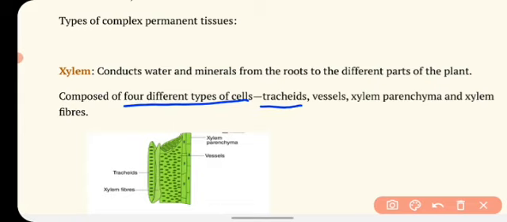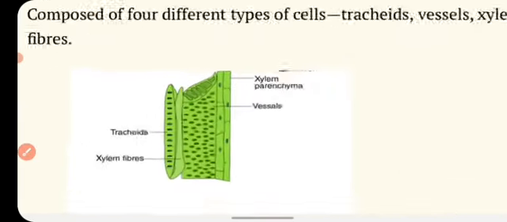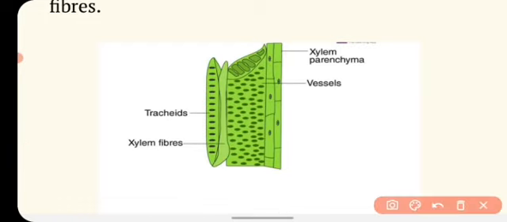First is tracheid, second is vessel, third parenchyma, and fourth is fiber. So there are four different kinds of cells found in the xylem: xylem vessel, xylem tracheid, xylem parenchyma, and xylem fiber. You can see here, this is the xylem parenchyma, this is the vessel. The main water conducting elements are vessels and tracheids. They carry the water from the root to the different parts of the plant, and there are xylem fibers, which are the sclerenchymatous fibers that provide strength to these cells.